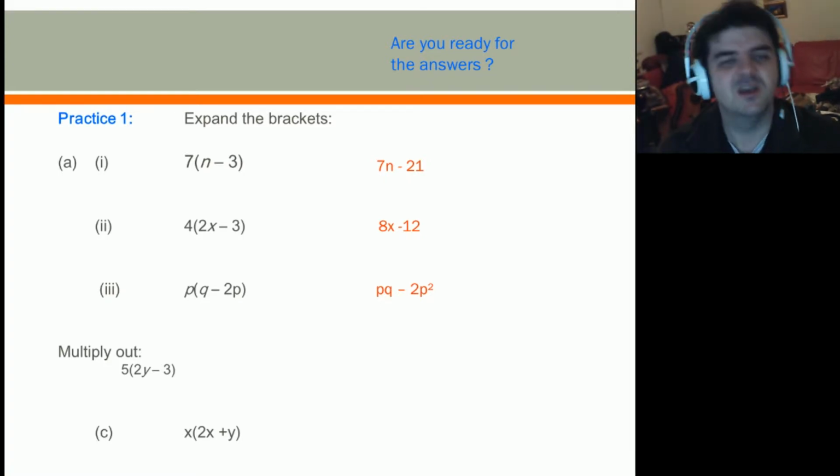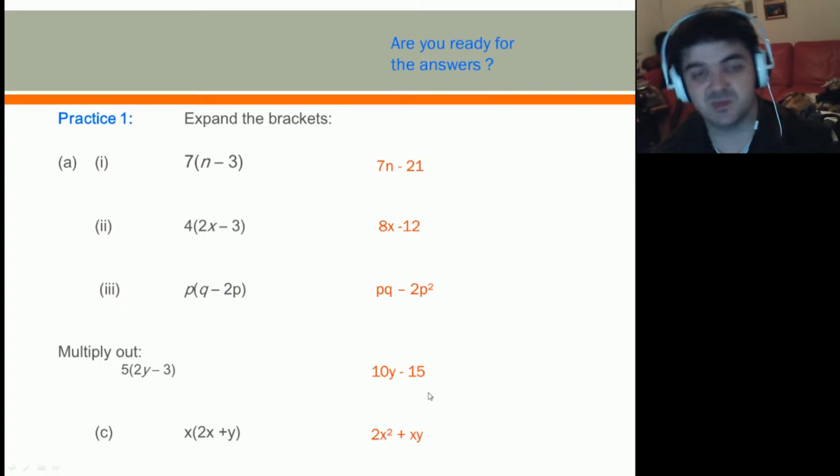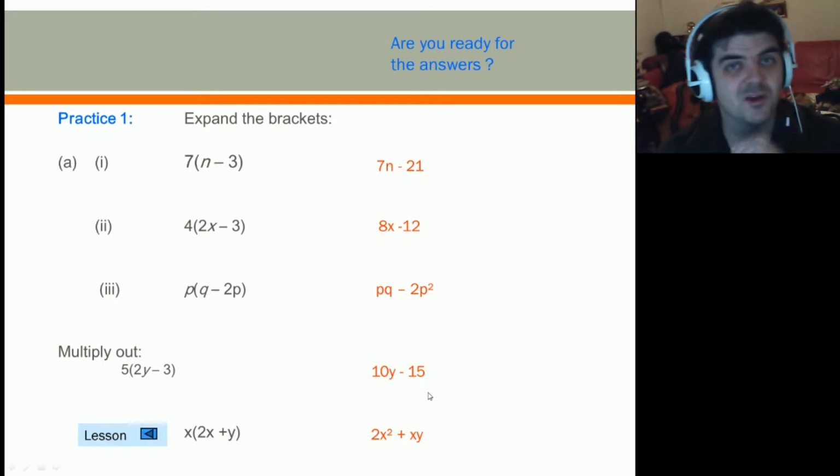What about the next ones? 5 times 2y minus 3 is going to be 10y minus 15. 5 times 2y is 10y. 5 times minus 3 is minus 15. And last but not least, x times 2x is 2x squared, plus x times y, which is xy. Dead easy. What about some of the harder ones?